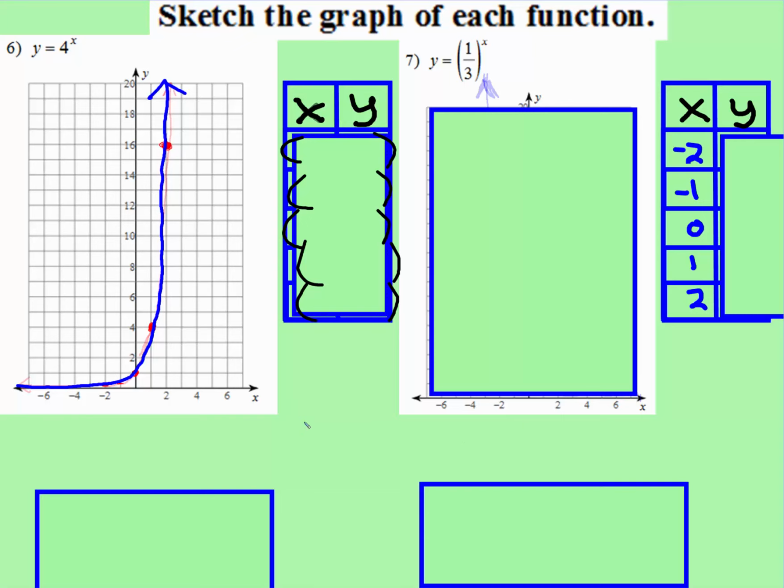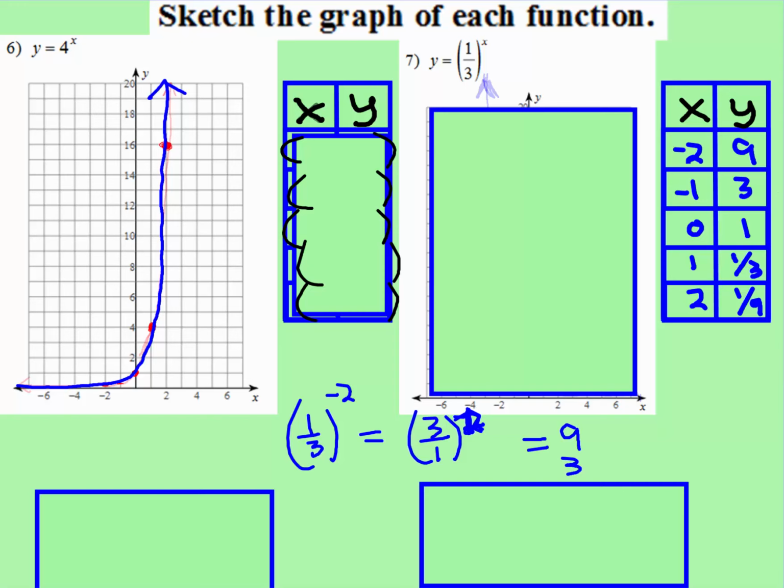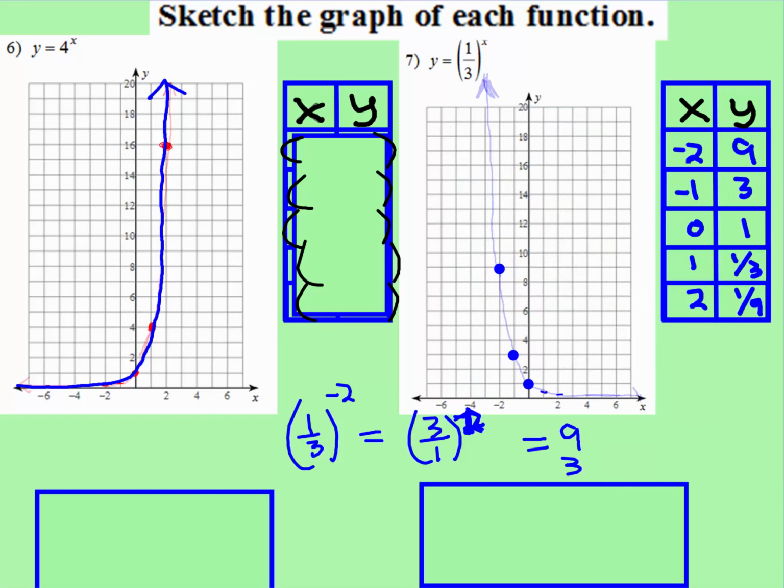And remember, if it's 1/3 to the negative exponent, you're going to rewrite that as 3 over 1 to the positive exponent. And so you end up with 9. And when the negative exponent is 1, then you end up with 3. And so forth. So there you have it. You have all your coordinate points. You plot those coordinate points, and then look what we have.